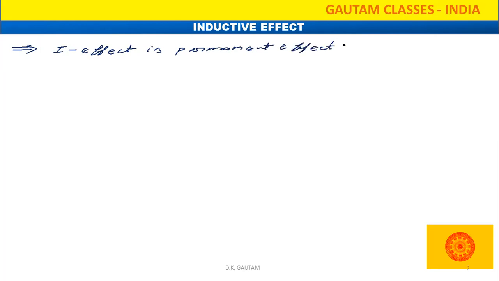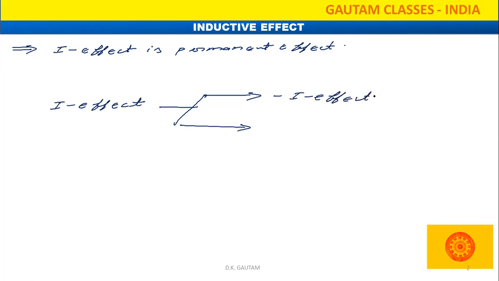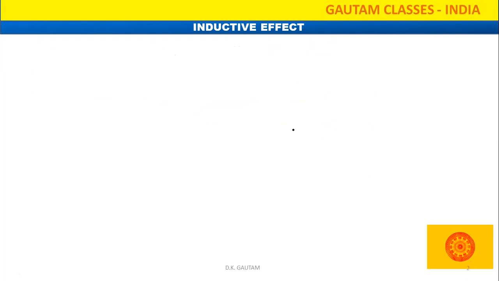Further, we divide the I effect into two types. Inductive effect can arise within the molecule by two types of groups: one by the electron donating group and the second by the electron withdrawing group. So minus I effect, also called negative I effect, and plus I effect. Minus I effect arises within the molecule due to the electron withdrawing group.